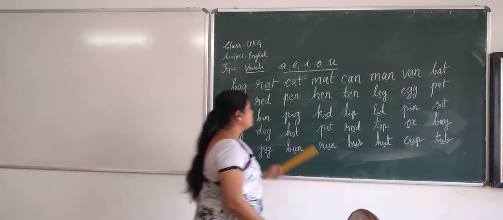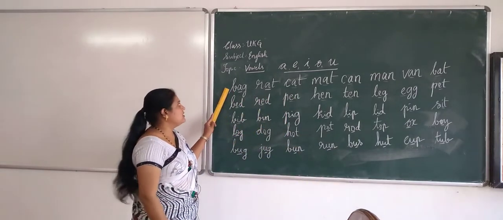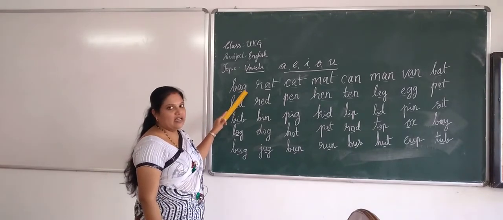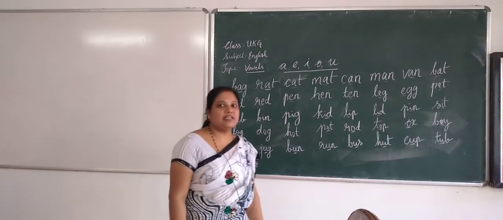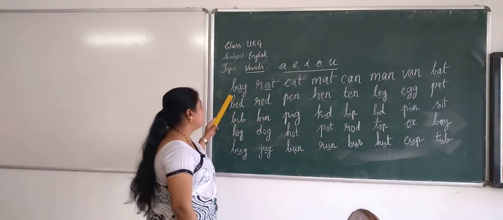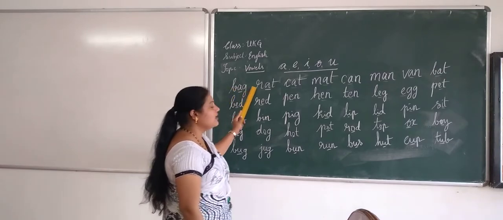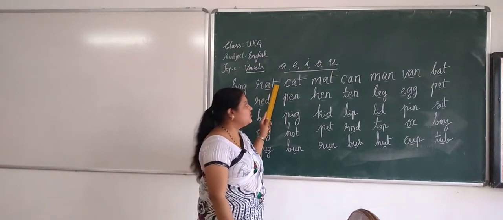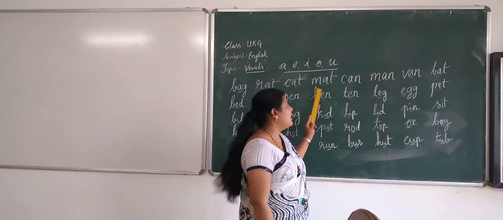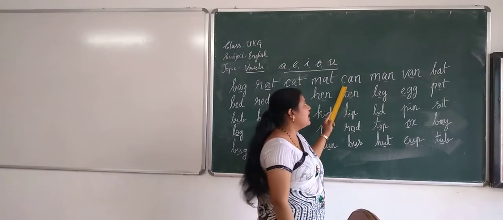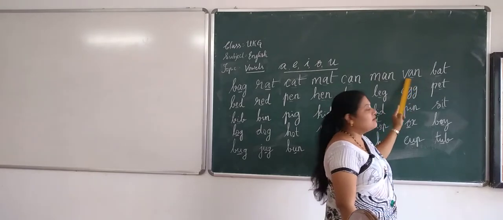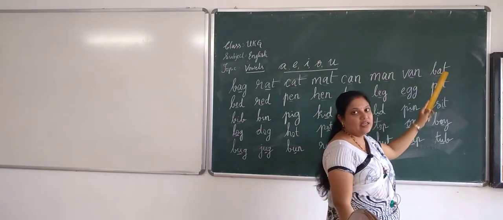One more thing, children. When you read this bag, how do you spell that? B-A-G, bag. You can learn these three-letter words, right? Bag, B-A-G, bag; R-A-T, rat; C-A-T, cat; M-A-T, mat; C-A-N, can; M-A-N, man; V-A-N, van; B-A-T, bat.